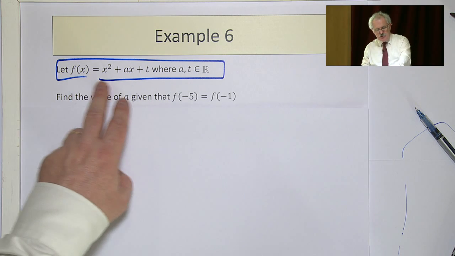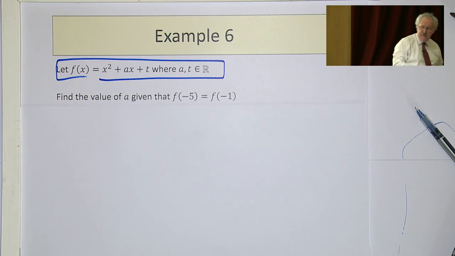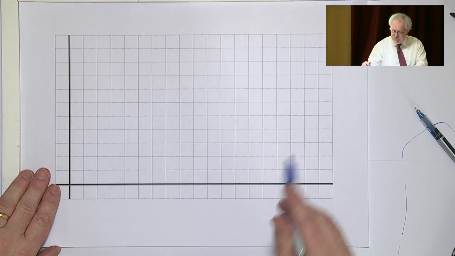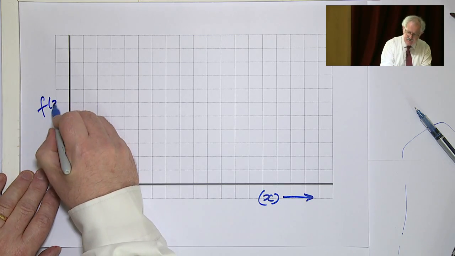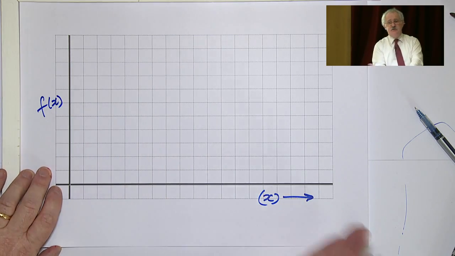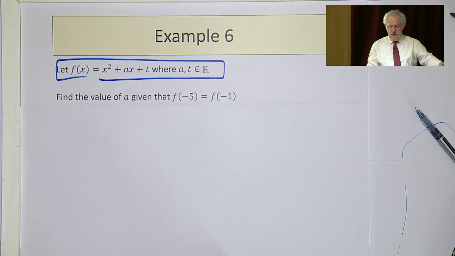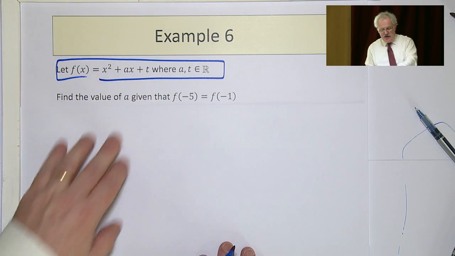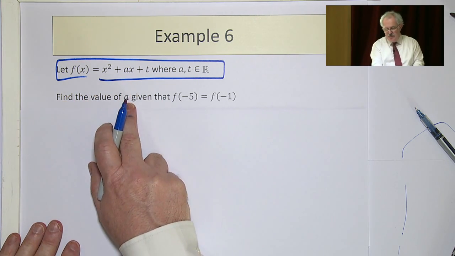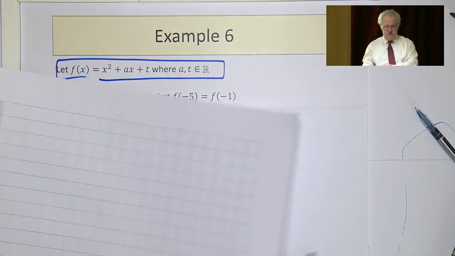And it's saying, there's your f of x. f of x is another word for y, remember. We only have two axes. So in this case, we have an x, and we have f of x. We don't have y, but we still have two dimensions. Sometimes it's called g of x, sometimes it's called y. So f of x is x squared plus ax plus t. Find the value of a given that f of minus 5 is f of minus 1.